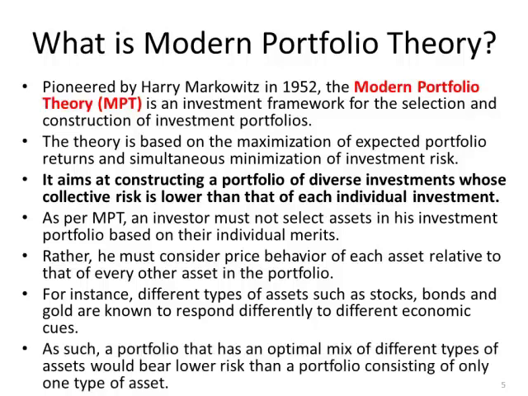So given that we have this different behavior of these various asset classes, a portfolio that has an optimal mix of different types of assets would bear lower risk than a portfolio consisting of only one type of asset. Right, so the more assets we own, the more diversified we are, our risk is spread out, and because they don't all move together, some assets will go up while others go down. That effectively lowers the risk of our portfolio as compared with only holding a single asset.